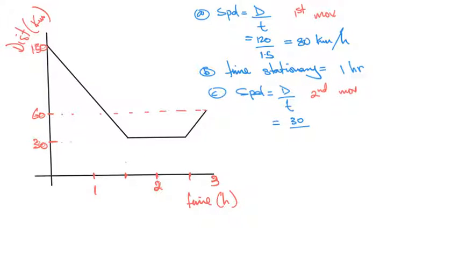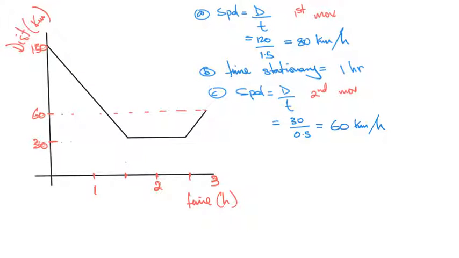And it looks like the time that it took is from that 2.5 to 3 hours bit there. So it's only taken half an hour. And for that one, I'm going to put 0.5 or half an hour. When you work that out, that should give you 60 kilometers per hour. So that's the speed in the second bit. And then we can do the total time taken and the total distance traveled, and the average speed for the whole journey.